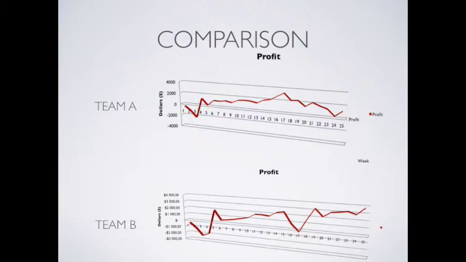But the interesting thing is that when Team B had a loss in weeks 16 and 17, the Team A profit rose in that period. The reason for that is that the software cannot predict that change, but human prediction can change very fast.